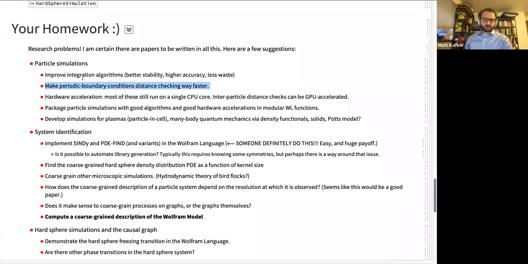It would be fun. Make the periodic boundary conditions go faster. They're slower than the reflecting by a lot, and that's annoying. Put all of these particle simulations with good algorithms and good hardware acceleration into modular Wolfram language functions that people can use. I think that would be awesome.